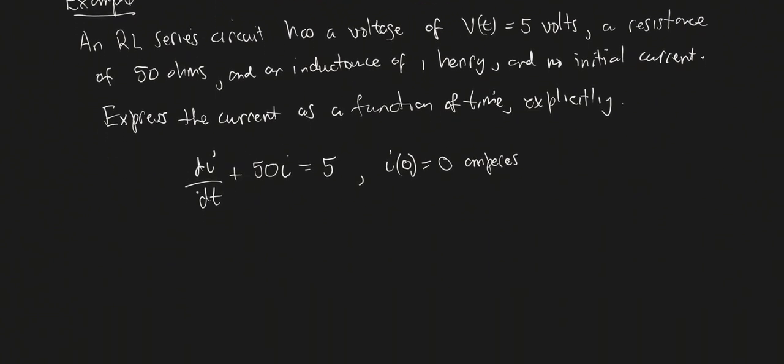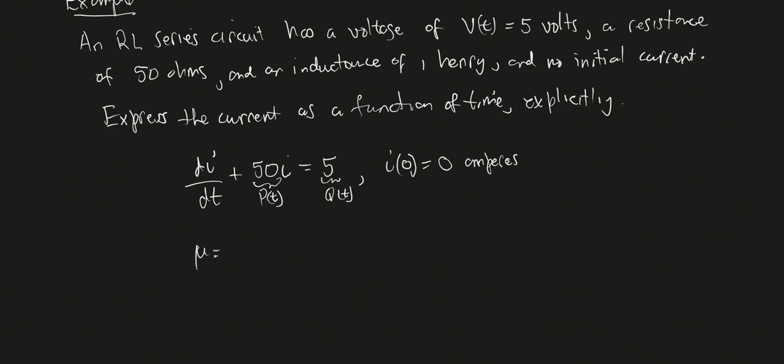Like I said, it's linear. This technically is also separable. To separate it, we would have to move the 50I over here and then divide by that entire quantity. So again, not going to do that. It's set up perfectly for the integrating factor method. Here is our P of t, and this is our Q of t.